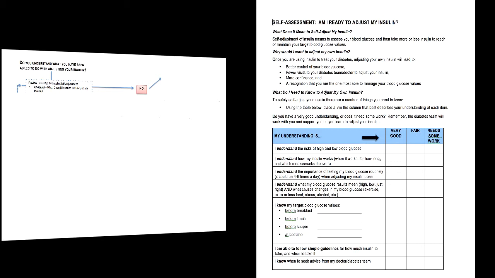If the patient, when they answer the checklist, is checking off mostly fair or needs work when answering it themselves, then you would consider that a no in the readiness assessment, and you would need to clarify their learning needs, review, and educate as needed. That's when you would initiate the readiness assessment, when they feel that they are ready and know what they are doing with adjusting their insulin themselves.